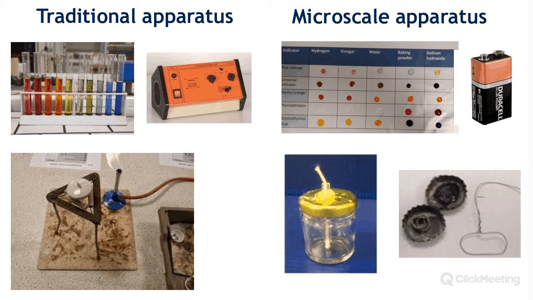So traditional apparatus is shown on the left here. So rather than using test tubes, power packs, Bunsen burners, tripods and crucibles, which can be expensive and require you to order them from specialist science suppliers, microscale chemistry can use laminated sheets, 9-volt batteries, spirit burners made from jam jars, which I'll show you later, and bottle tops, which you can use as crucibles. And these are cheaper and easier to obtain.